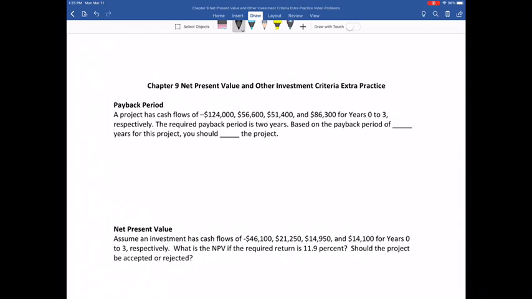So the first method that we're going to discuss is the payback period. The payback period is essentially how long does it take before a company will recoup the investment that they have made within a particular project.